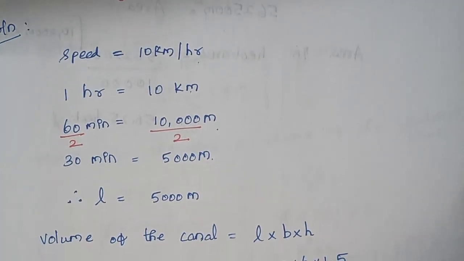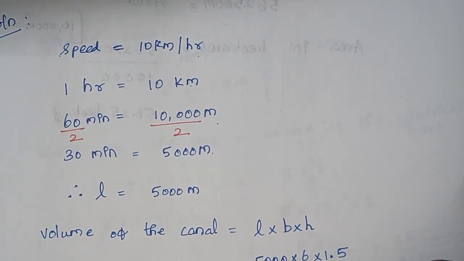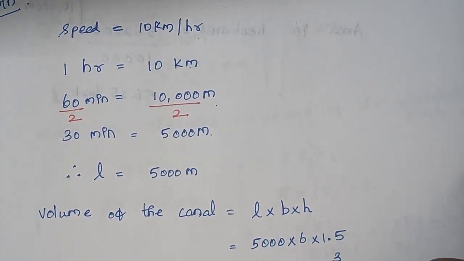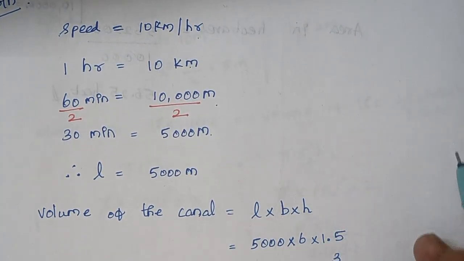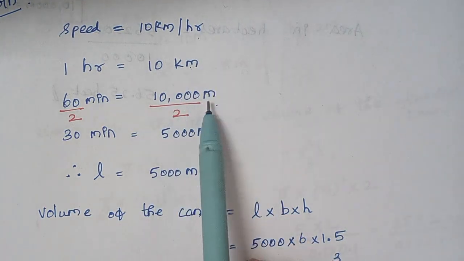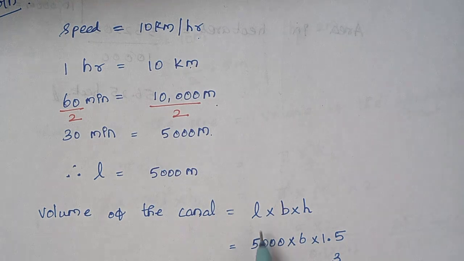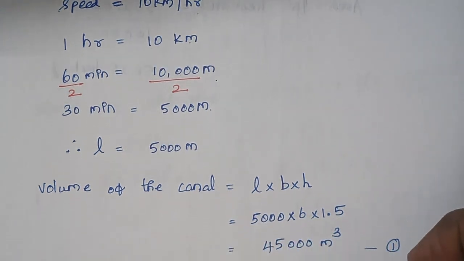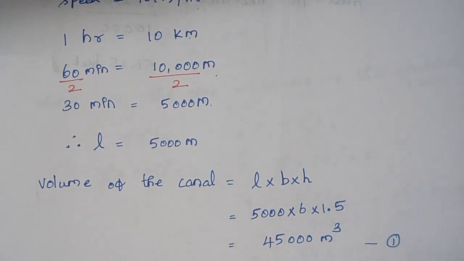Therefore, the volume of the canal, as I just said, it is a cuboid. Therefore, here it is L into B into H. Since everything is in meter, that is the main reason why I converted this kilometer to meter. So, it is 5000 into 6 into 1.5, which is 45,000 meter cube. So, this is the volume of the canal.